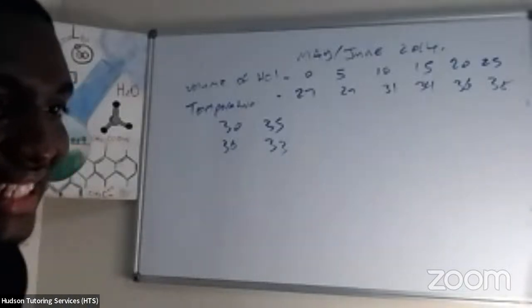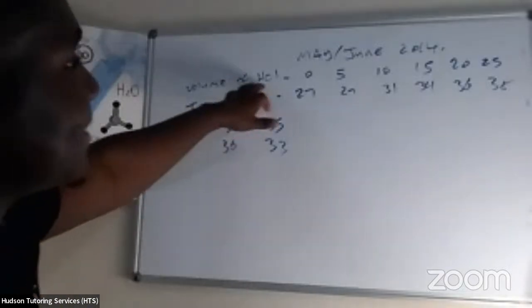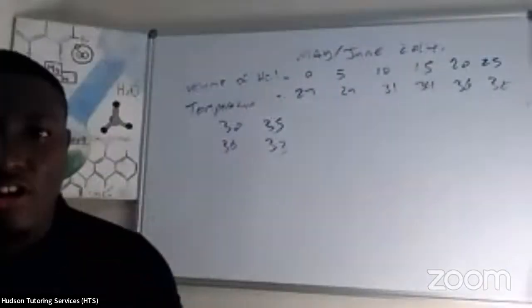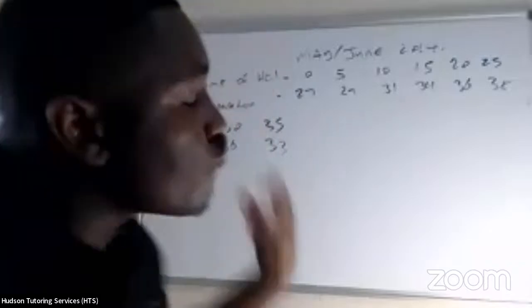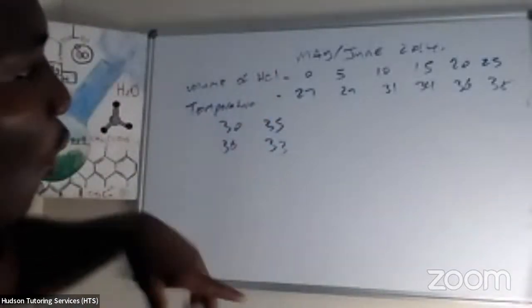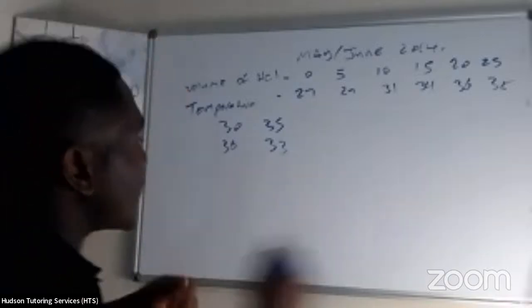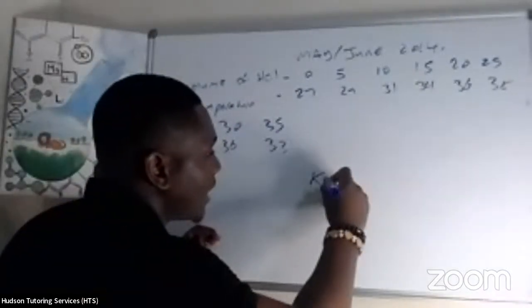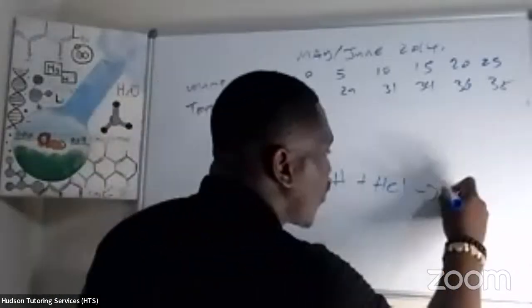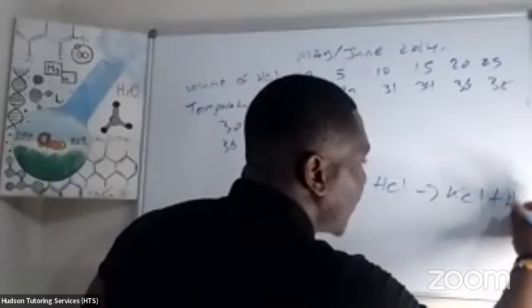What you would have realized is that as the volume increases, temperature increases. Let's just explain the graph so we can understand fully. Remember that this is a neutralization reaction, in which you're now adding HCl to potassium hydroxide, KOH, reacting with HCl, and this is going to form potassium chloride, KCl, plus water.